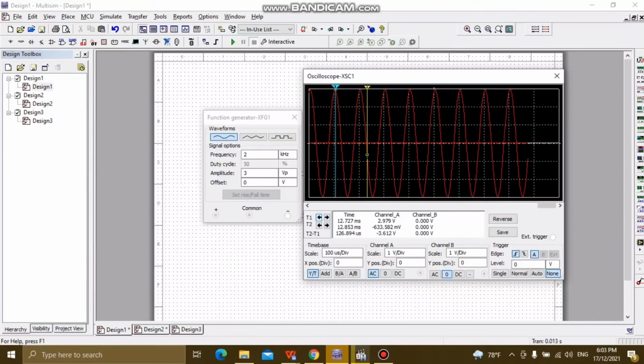So we find the max. We get the max 2.979, and for the second cursor, we move to the minimum. Okay, so we find the minimum. So we get 5.945, which is equal to 6. So the peak to peak is 6.